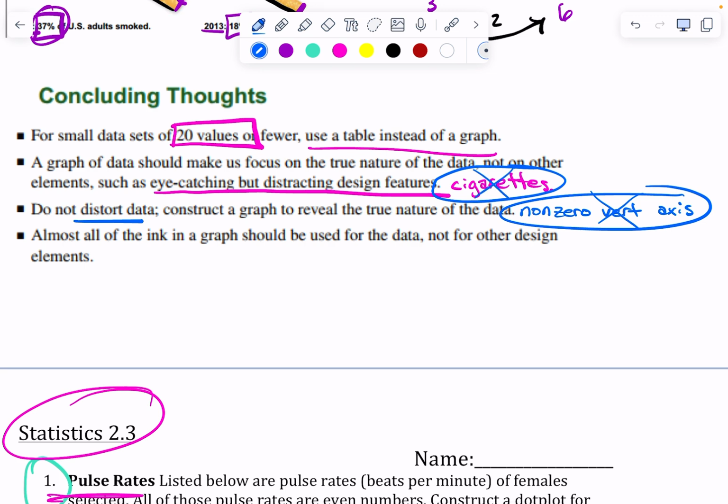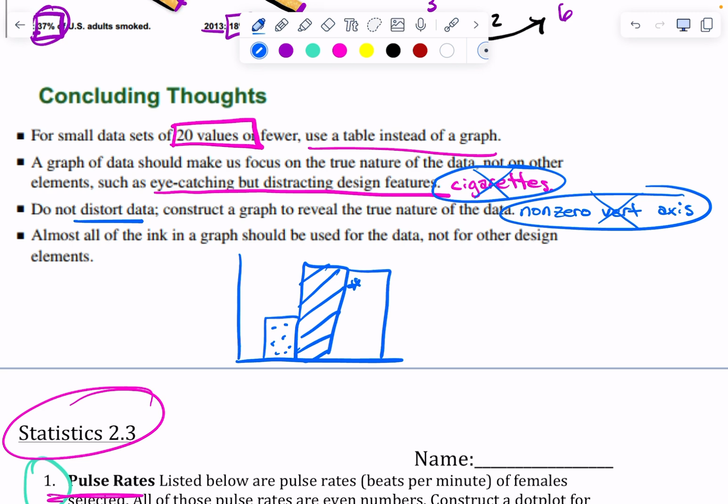Okay. Almost all of the ink in a graph should be used for the data, not for other design elements. Now, some of you color in your bar charts, right? And that's fine if you use different colors, because that visually helps me. What does not help me? Don't do this. Do you remember doing this in elementary school? It's just using my pen to waste time, right? Okay, you can color them in. That's fine if you want to shade them. It does give me a better visual, but don't waste time doing this. Okay, got it?